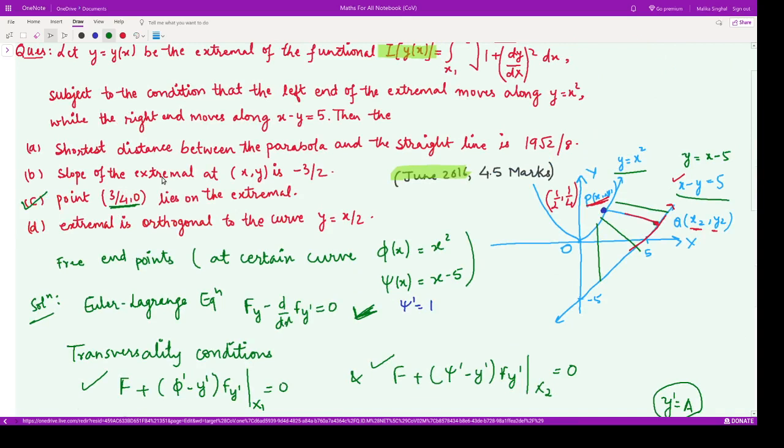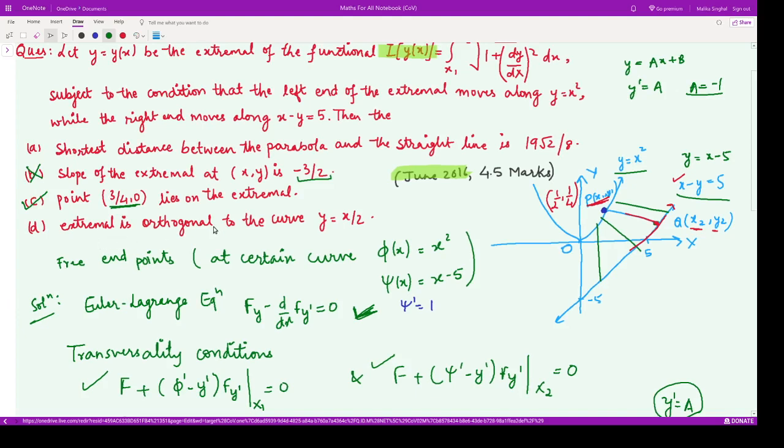Moreover, you need to check the slope of this extremal at the point x, y is minus 3 by 2. So your extremal was y is equal to ax plus b. Slope was y dash is equal to a, but we have computed a is equal to minus 1. So in this case, this is not correct. The slope of the extremal being minus 3 by 2 is not correct.